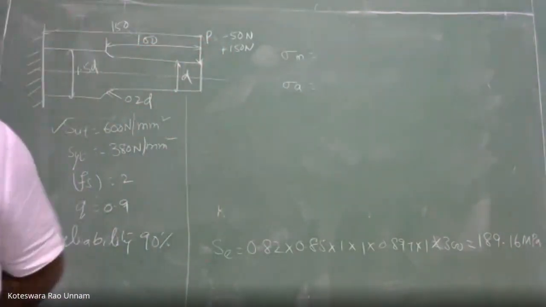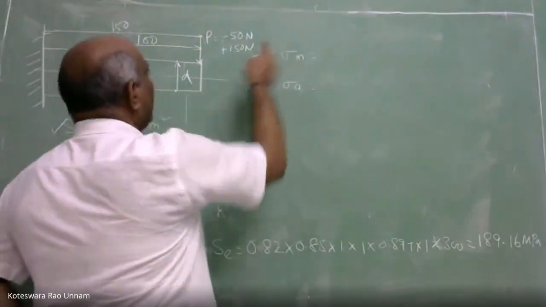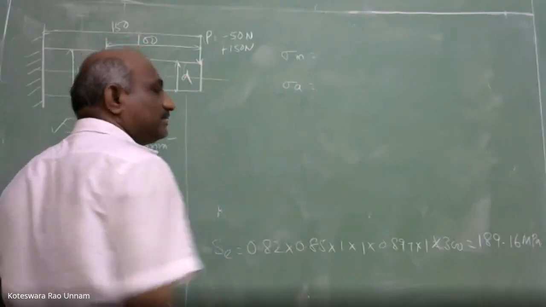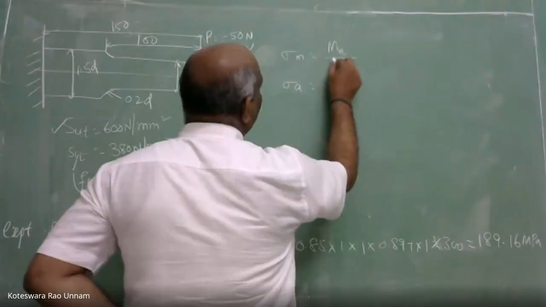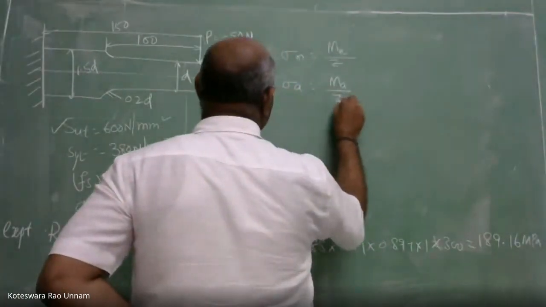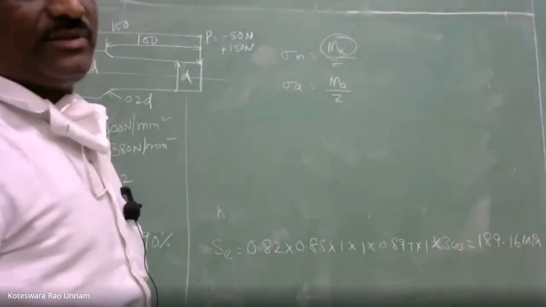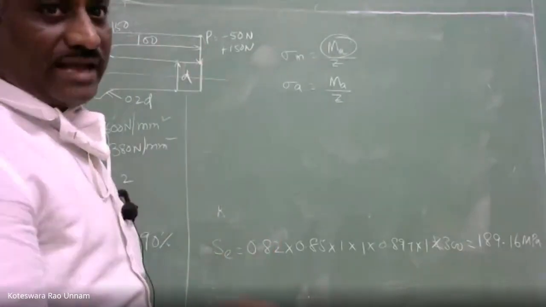What is the formula for sigma M and sigma A? Sigma M is the mean stress, here mean bending stress. Sigma A is the amplitude stress. The formula for sigma M is mean bending moment divided by Z, and sigma A is the amplitude of the bending moment divided by Z. But what is this mean bending moment? Mean bending moment is the average of the minimum bending moment and the maximum bending moment.